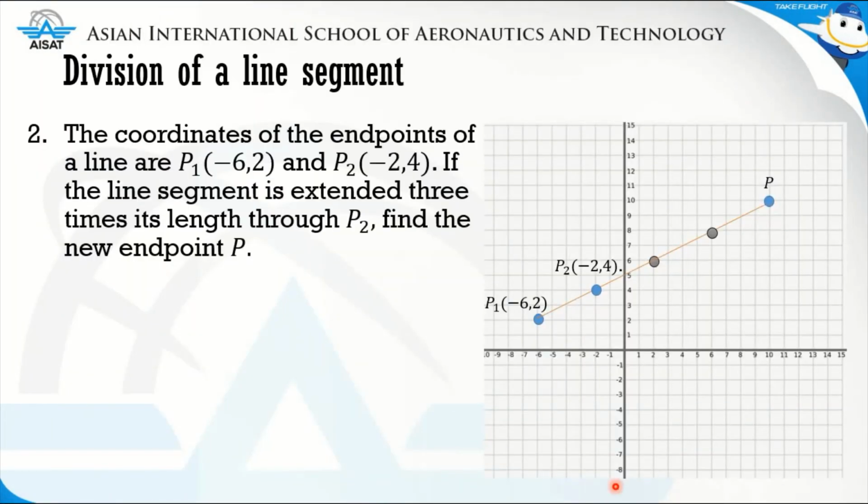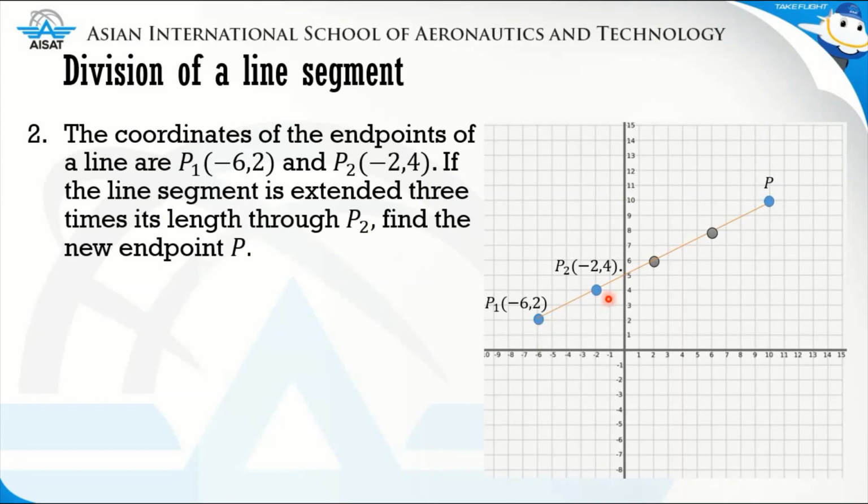For the second example, the coordinates of the endpoints of a line are P sub 1 with coordinates negative 6, 2, and P sub 2 with coordinates negative 2, 4. If the line segment is extended 3 times its length through P sub 2, find the new point P. Now let's take a look at this illustration. So what we have on the given is P sub 1 with coordinates negative 6, 2, and P sub 2 with coordinates negative 2, 4.